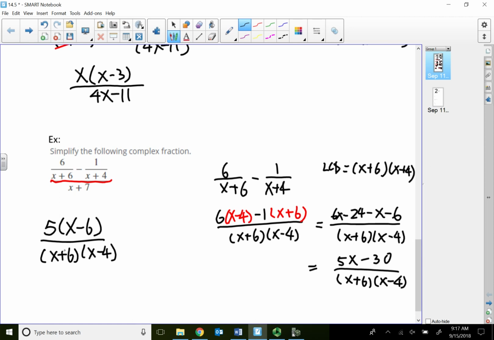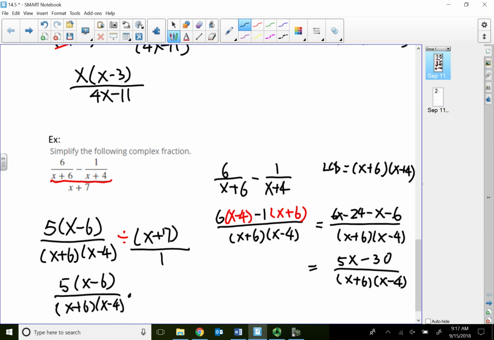I don't know, do I really need to factor out that 5? I don't know until I factor it and take a look. Divided by the x plus 7, two terms that cannot be factored other than 1. So let's divide it by x plus 7. Let's put that in parentheses. And that x plus 7 being divided is over 1. So division of a fraction means we will times the reciprocal. So that's 5 times x minus 6 over x plus 6 times x plus 4, times the reciprocal. That will be 1 over x plus 7.